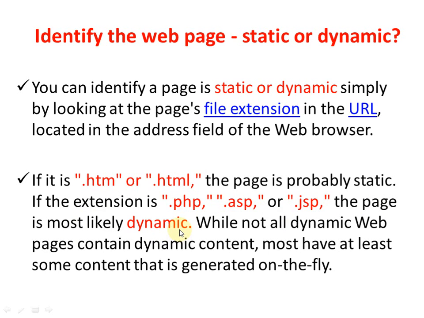While not all dynamic web pages contain dynamic content, most have at least some content that is generated on the fly. Okay, how to identify whether a page is static or dynamic simply by the file extension in the URL: .html or .htm are static, and .php, .asp, .jsp are dynamic web pages.